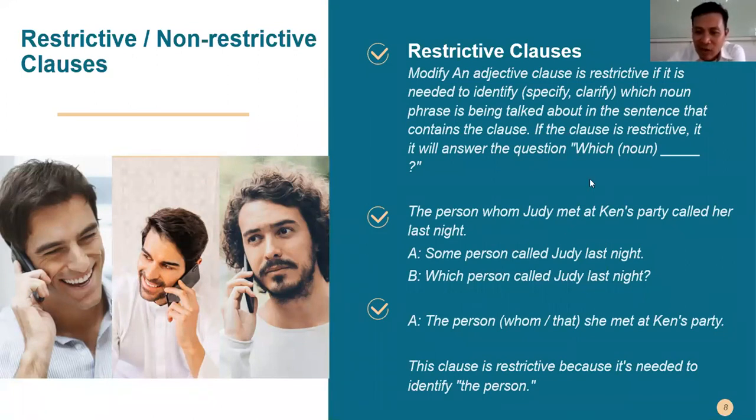The adjective clause here is called restrictive because it is needed to identify the person. To be more specific, which one? Because there are many men called Judy. And then if we give more explanation, whom she met at Ken's party. So this is an example of a restrictive clause.